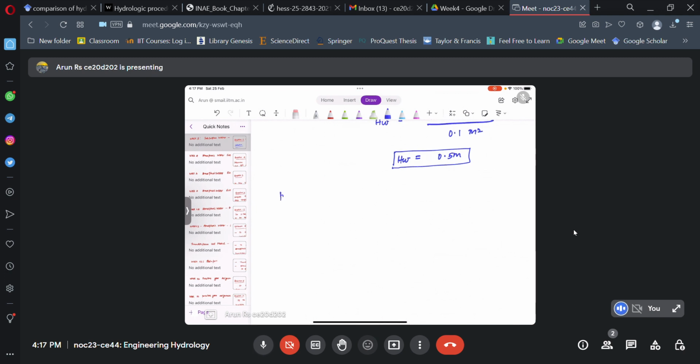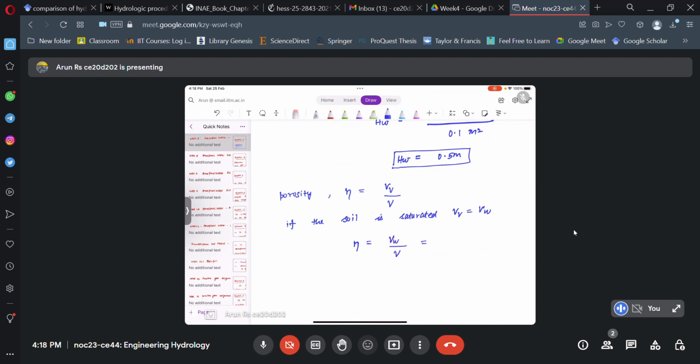So the definition of porosity: the ratio of volume of voids to the total volume. So if the soil is saturated, your volume of voids will be equal to your volume of water. So I am going to make use of this condition. So porosity can be written as volume of water by the total volume.